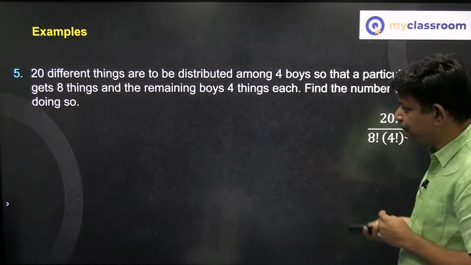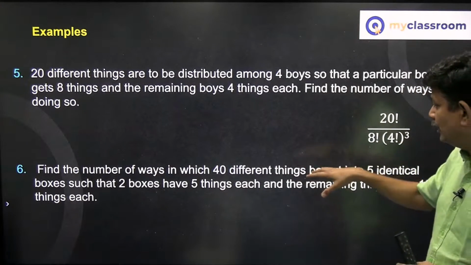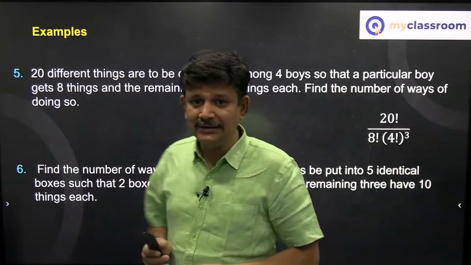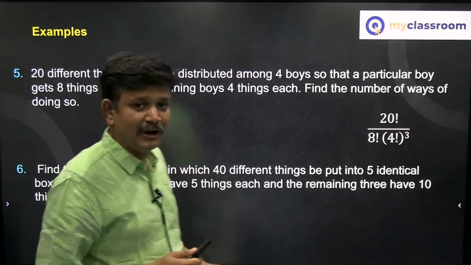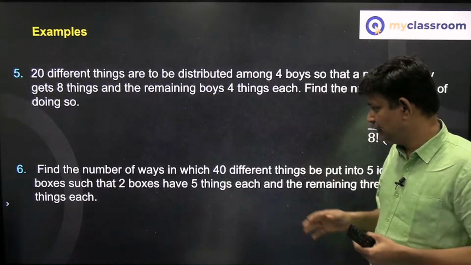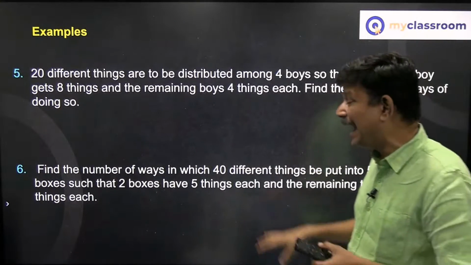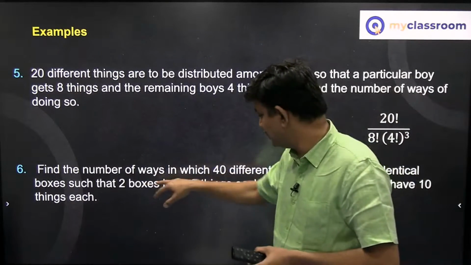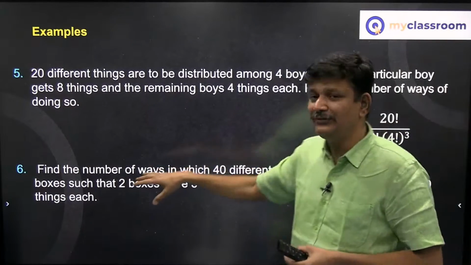Simply. Next question. Find the number of ways of distributing 40 different things into 5 identical boxes such that 2 boxes have 5 things each and the remaining 3 boxes have 10 things each.